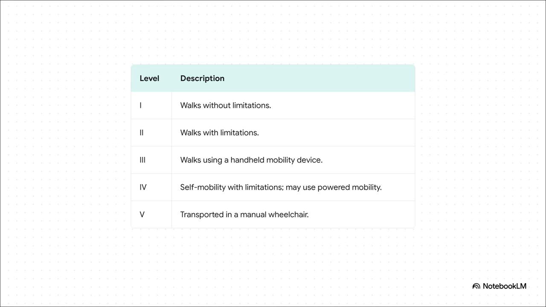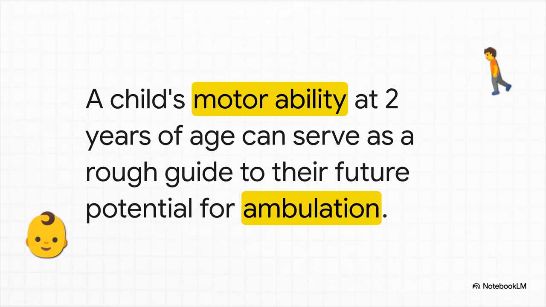The system's broken down into 5 levels, which gives a really clear snapshot of function. It ranges from level 1 for a child who walks without limitations, all the way to level 5 for a child who is transported in a manual wheelchair. It just creates a common reference point for everyone involved. And while every child's journey is absolutely unique, the research does show that early milestones can offer some helpful insights. For example, if a child is able to sit independently by age 2, they are very likely to be able to walk by age 6. It's just a guide, not a guarantee.